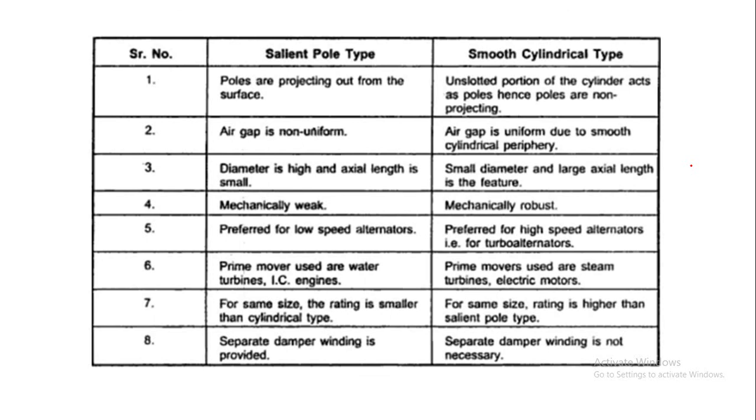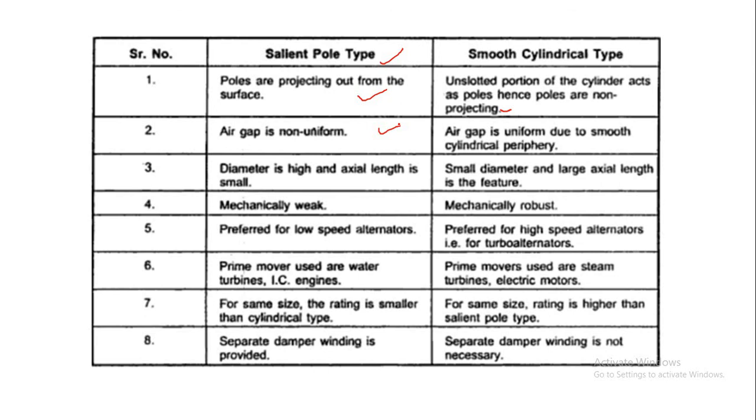Here in the case of the salient pole type of rotor, poles are projected outside the surface. Here, the unslotted portion of the cylinder acts as poles, hence poles are non-projecting. Poles are projected in the case of salient pole; in the case of cylindrical, poles are not projected. And in the case of salient pole type, the air gap is non-uniform, as you just saw in the diagram. The air gap between the pole shoe and pole core, and between armature and field winding, will not be uniform. In the case of smooth cylindrical, the air gap is uniform.